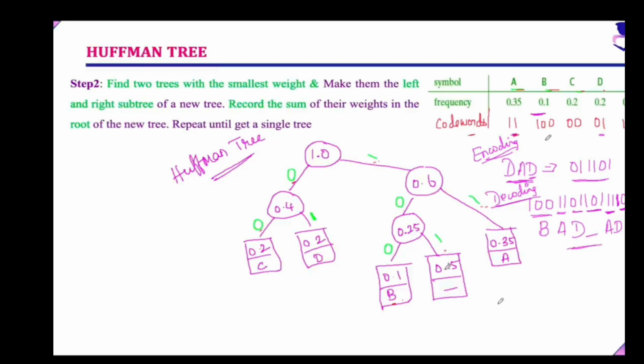This is the decoded text. In this way only you have to implement encoding and decoding. For each letter of the text, what is the code word that you have to place? While decoding, what is the bit symbol? For that, you have to place the text. So in this way only, you have to implement encoding and decoding using Huffman codes.